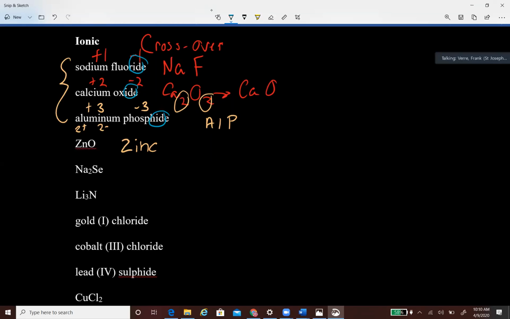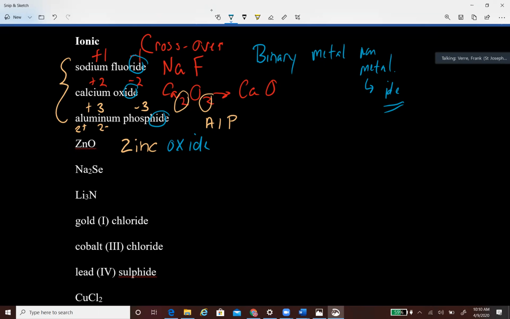Now, these 3 examples are what's called binary compounds. They're made of 2 things. The first thing on the left is a metal, and the second thing is a non-metal, okay? And you can see from these 3 examples, the only thing that changes is the non-metal name, and you add an IDE ending to it. So zinc would not be zinc oxygen, it would be zinc oxide.